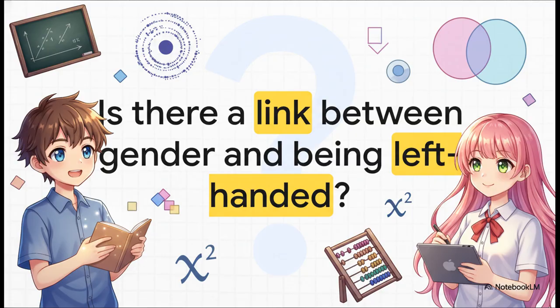And to do it, we're going to use a question I'm sure we've all wondered about at some point. Is there a real link between being a boy or a girl and being left-handed? Or does it just kind of seem that way sometimes? This simple question is going to be our guide through this whole process.